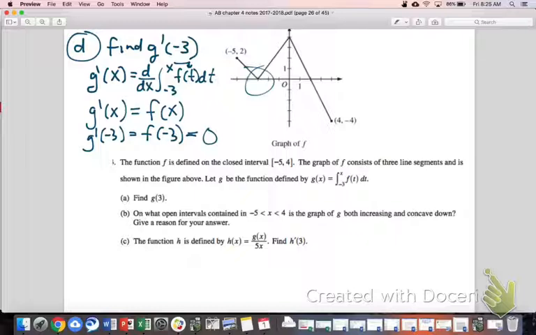Like if I wanted you to find g prime of 0, the answer would be 4, because wouldn't g prime of 0 equal f of 0? There's f of 0. Does that make sense? Yes. Okay.